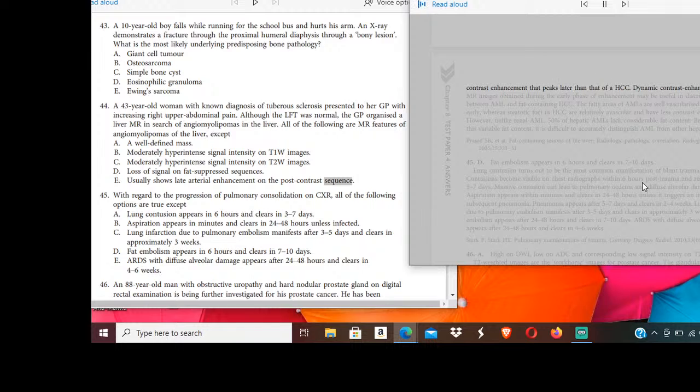Dynamic contrast enhanced CT or MR images obtained during the early phase of enhancement may be useful in discriminating between AML and fat-containing HCC. The fatty areas of AMLs are well vascularized and enhance early, whereas steatotic foci in HCC are relatively avascular and have less contrast enhancement. However, unlike renal AML, 50% of hepatic AMLs lack considerable fat content. Because of this variable fat content, it is difficult to accurately distinguish AML from other hepatic tumors.